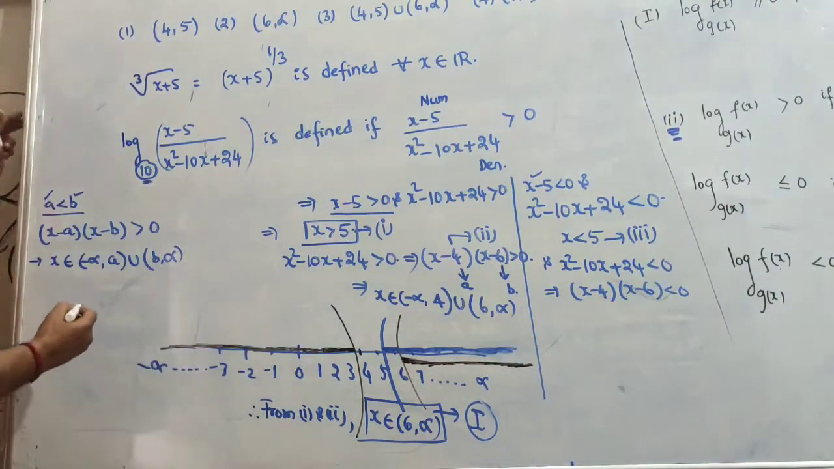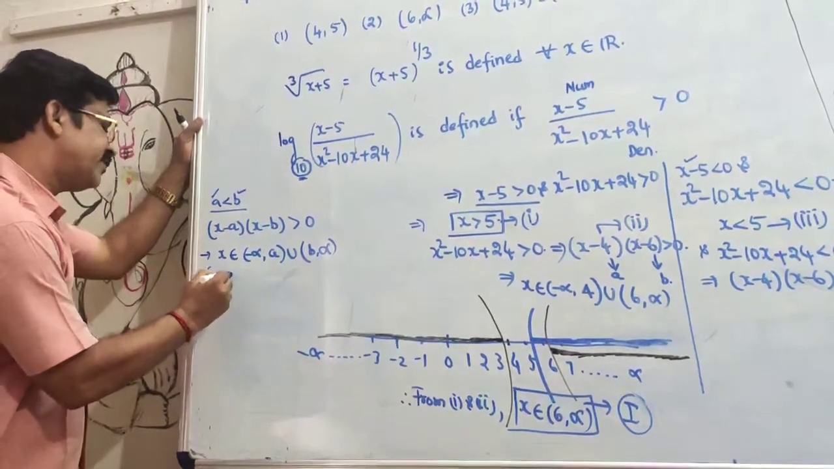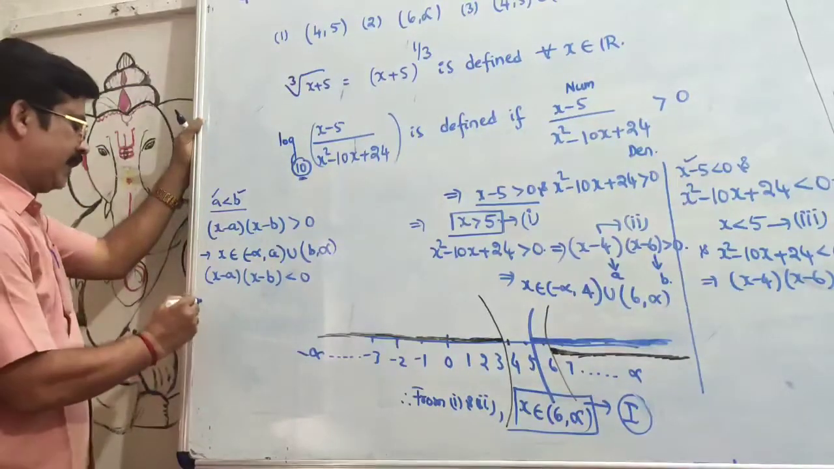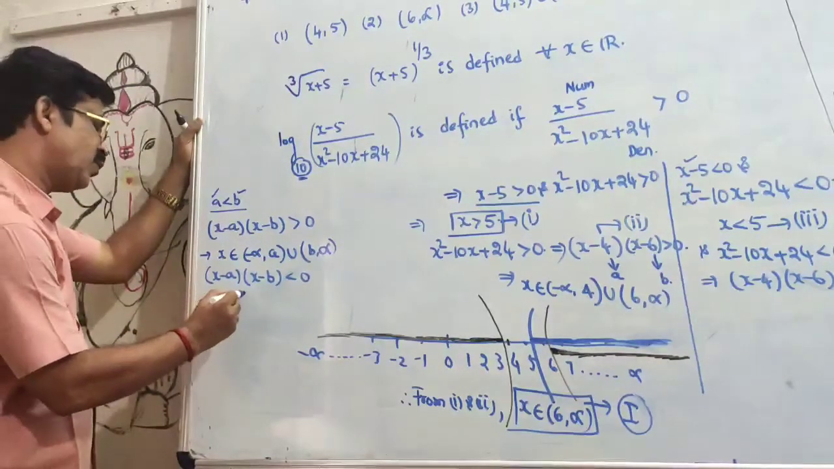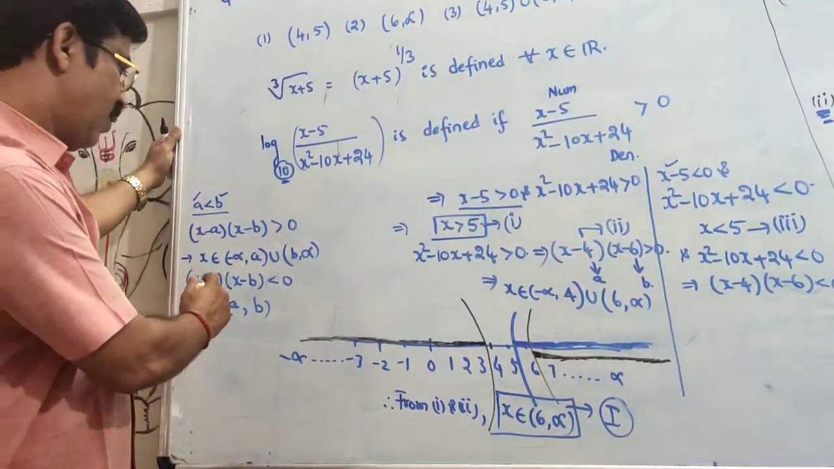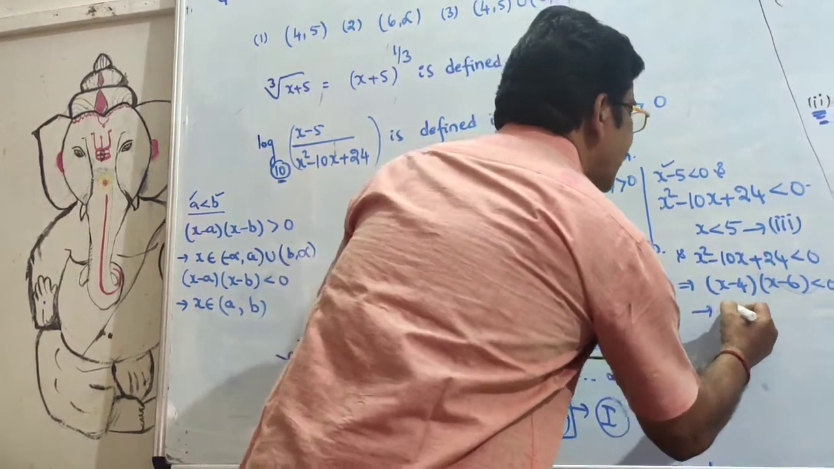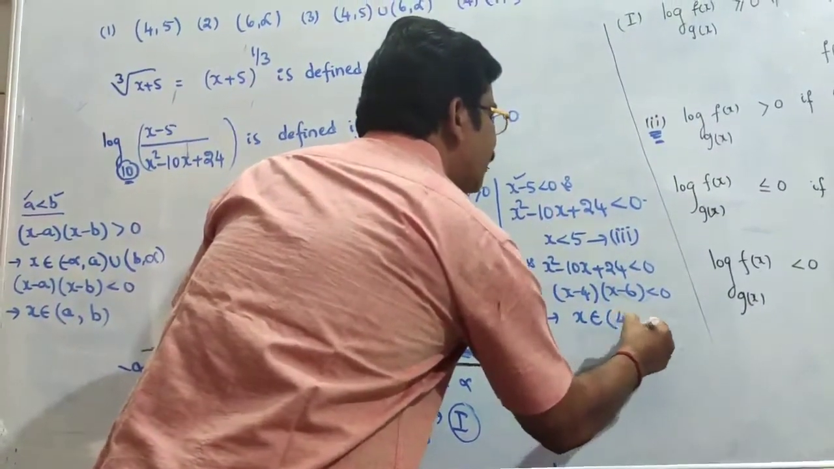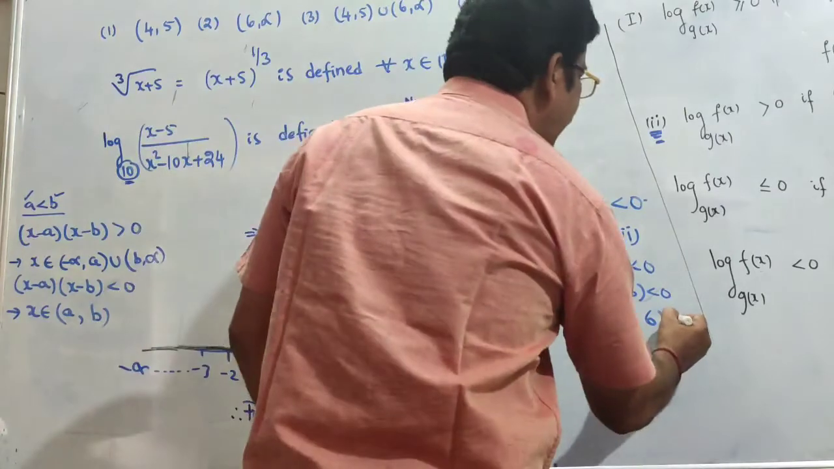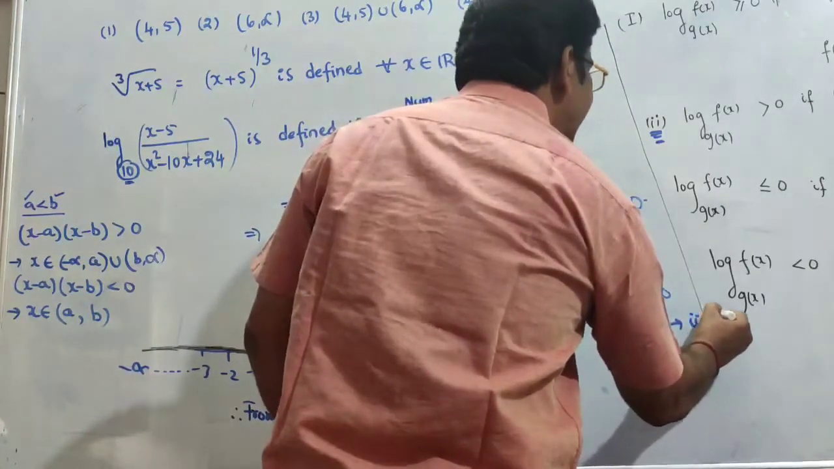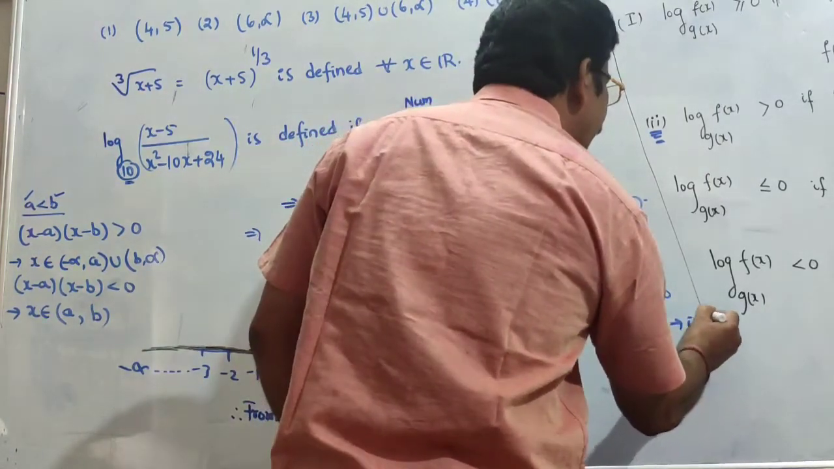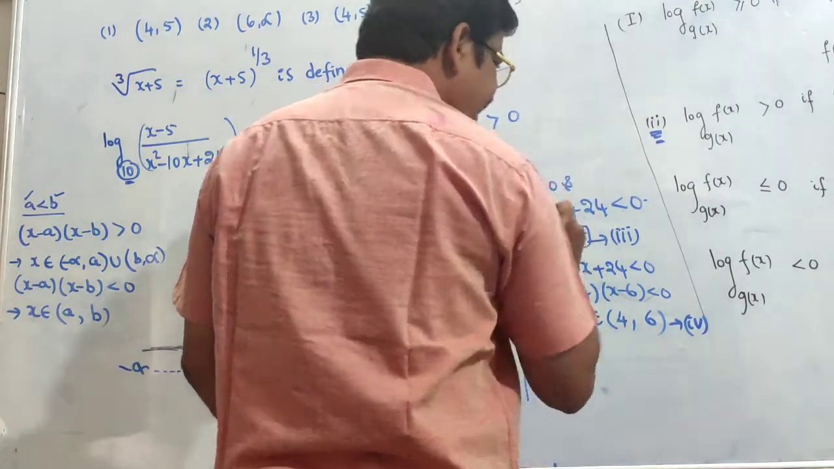So if (x minus a)(x minus b) is less than 0, that implies x belongs to the open interval of the small number and the big number, open interval of a, b. In the same sense, x belongs to (4, 6). It is nothing but number 4 condition. Next, number 3 condition is x less than 5.